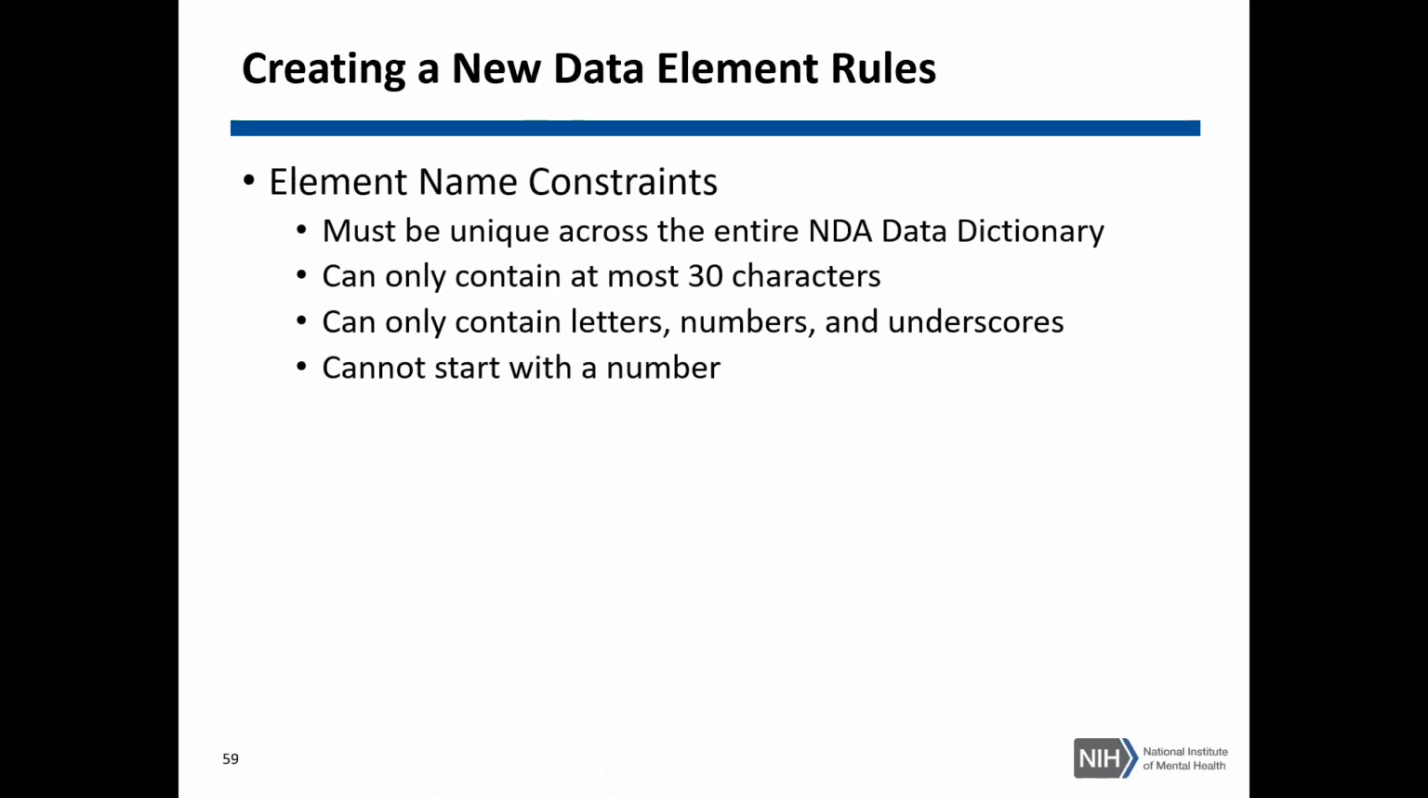Element names must be unique across the entire data dictionary, and element names can only contain up to 30 characters. They should only contain letters, numbers, and underscores, and the first character in the name must be a letter.